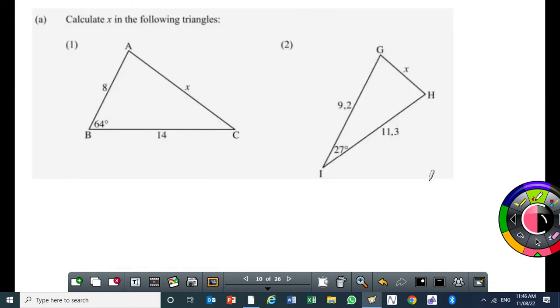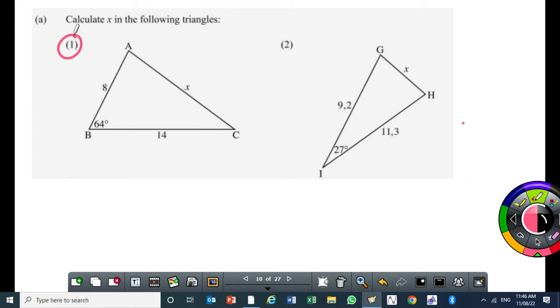But here, it's very basic. It's just application of the basics. So let's start with number one. Let me just duplicate this question. All right, let's start with the first one.